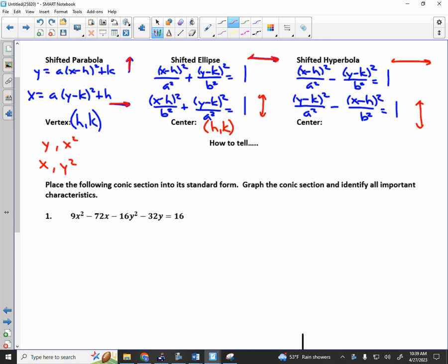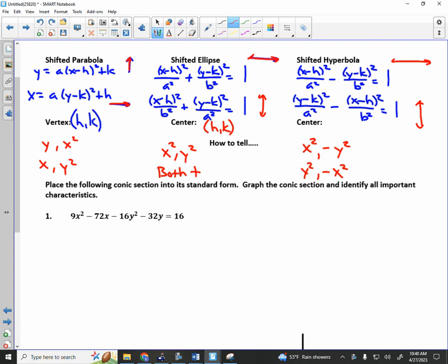For an ellipse, you've got x squared and y squared, and they're both positive. But for a hyperbola, you have an x squared and a negative y squared, or you have a y squared and a negative x squared. So as you look at this one, it's quite obvious that with the x squared and the negative y squared, this is a hyperbola.